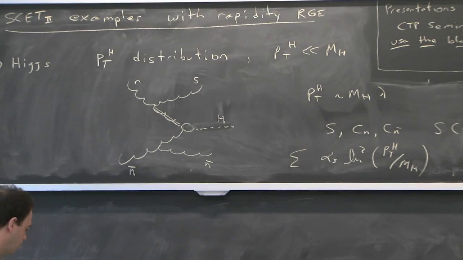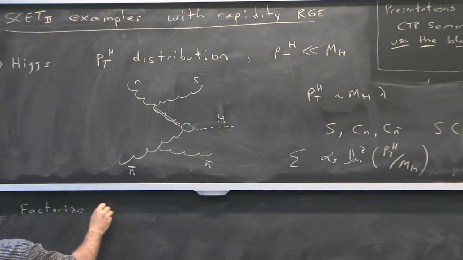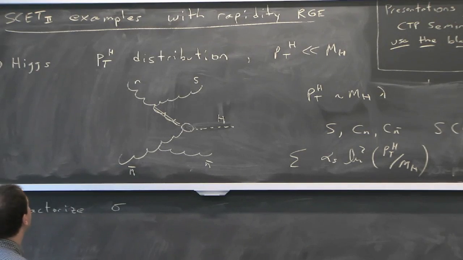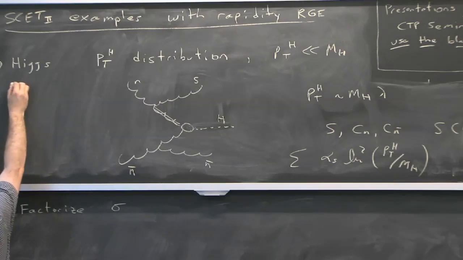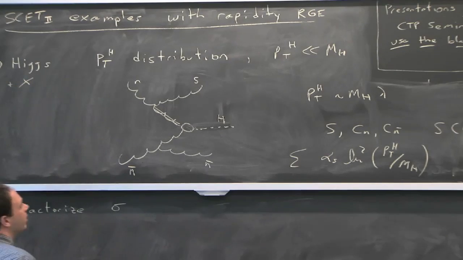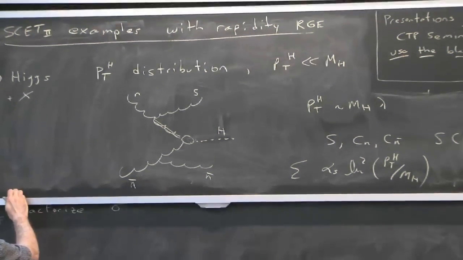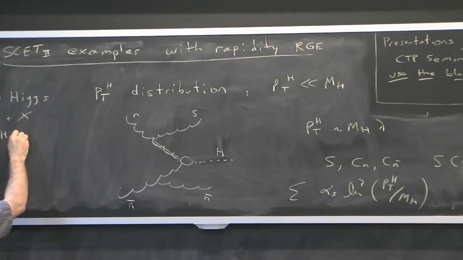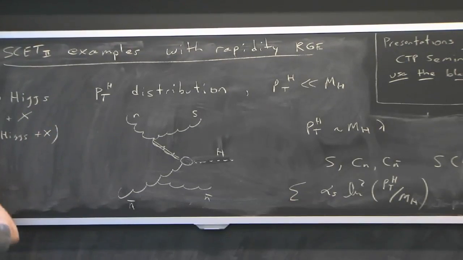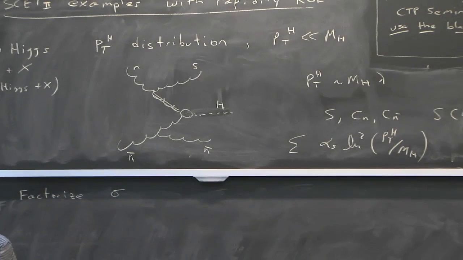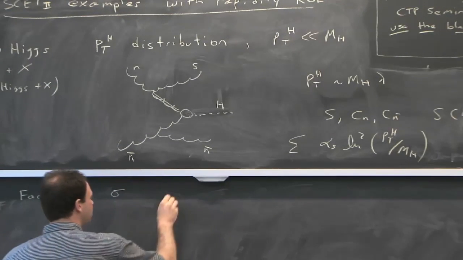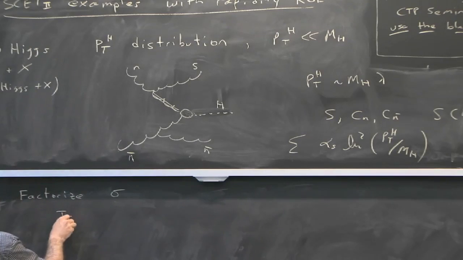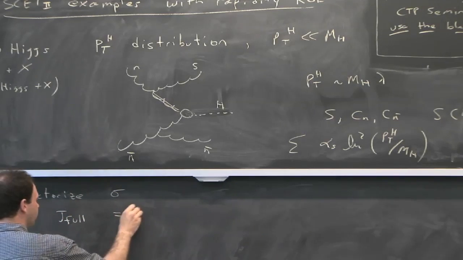OK, so you would go through the procedure of factorizing the cross-section. It's an inclusive calculation in the sense that basically in the final state it's Higgs plus X, where X is collinear radiation or soft radiation. And really the process is proton, for example, going to Higgs plus X. So we would want to factorize the cross-section, amplitude squared. And here's kind of a sketch of how that would go. I won't go through the details.